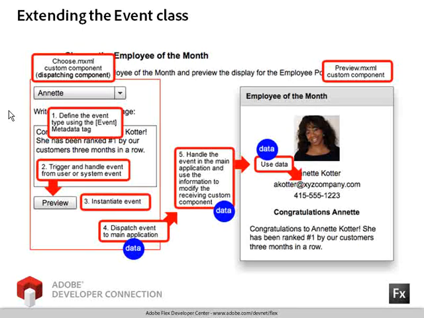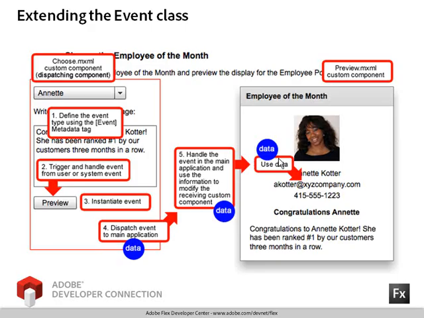To pass data with your event object, you start with the same steps that you learned in the last video. First, you define the event type. Then you handle a user or system event that triggers the custom event. In the handler, you instantiate the event and then dispatch it to the main application which handles the event. In the last video, the application displayed the Employee of the Month Preview component. In this video, you will attach data to the event that is dispatched to the main application so that the second custom component can use the data.